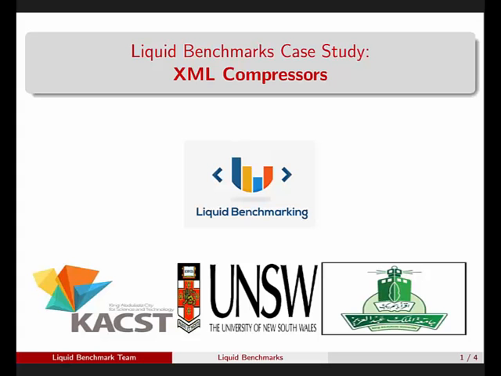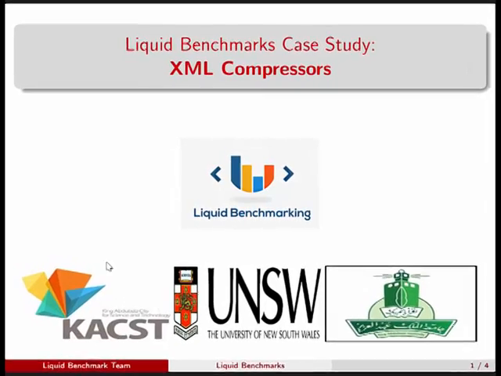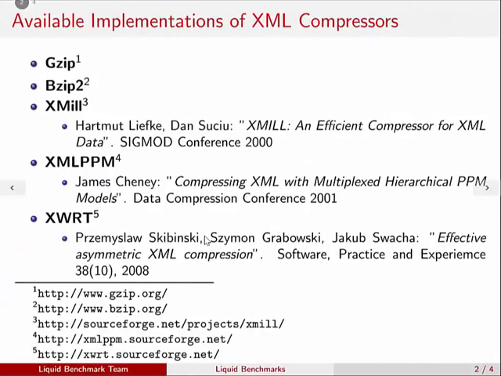Hi, in this video we will be talking about XML compressors case study for liquid benchmarks. There are 5 implemented XML compressors in liquid benchmarks: gzip, gzip2, XML ppm, and XWRT. The websites can be reviewed for further information about each algorithm and each implementation.